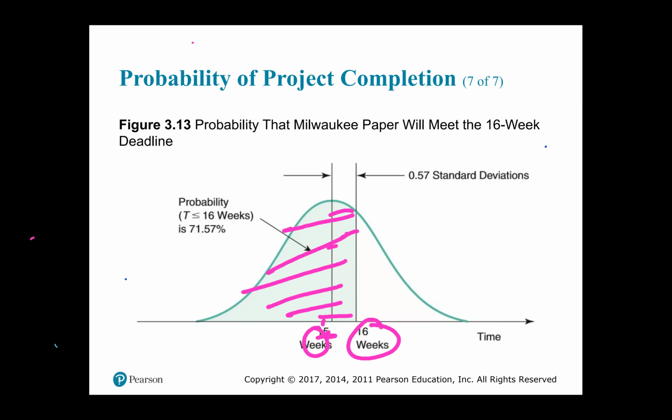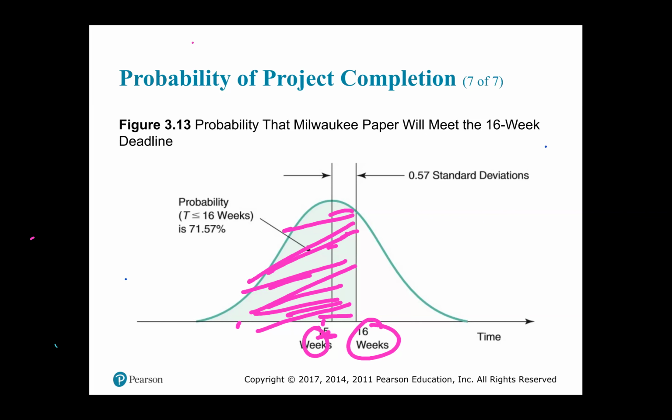It could be less than the 15, it could be 14, because you said on or before. So it's any time from 16 going backwards to where I'm shading there. So what we want to find then is the probability for that shaded space. That 0.57, which is the number of standard deviations of the due date from the expected date, will help us to figure out what the probability is.